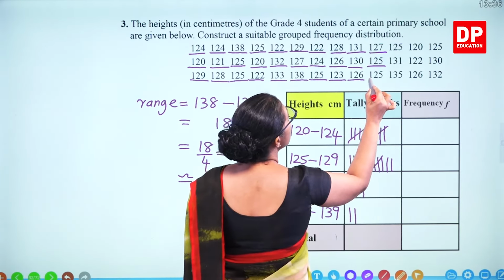12, 17, 7 and 3. When you take the total, you get 10, 17, 19 and 39. We'll check whether it's correct. 1, 2, 3. 1, 2, 3, 4, 5, 6, 7, 8, 9, 10, 11, 12, 13. 13 times 3, 39. So that's correct.